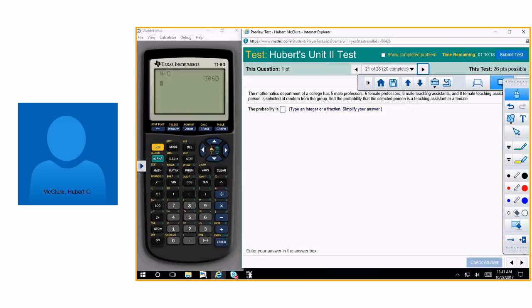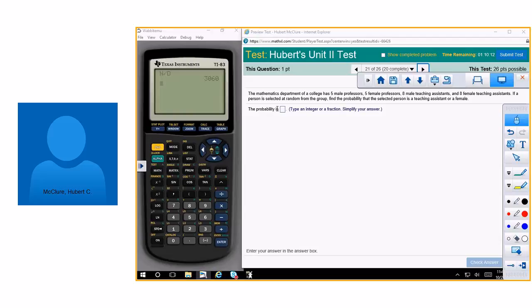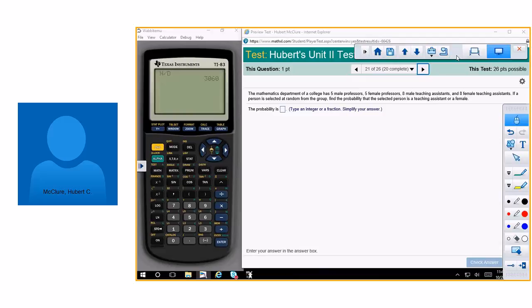The mathematics department of a college has 5 male professors, 5 female professors, 8 male teaching assistants, and 8 female teaching assistants. If a person is selected at random from the group, find the probability that the selected person is a teaching assistant or what? A female.